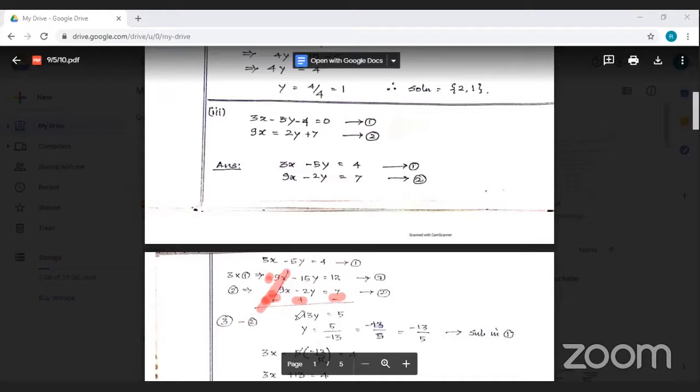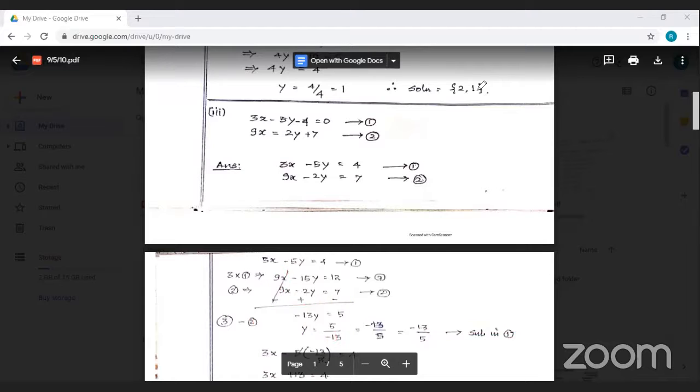Therefore, minus 13y is equal to 5. Therefore, y is equal to 5 by minus 13 or minus 13 by 5. Any doubt? No doubt, sir. Substitute this one in 1.